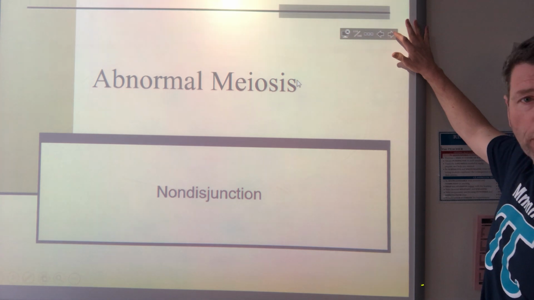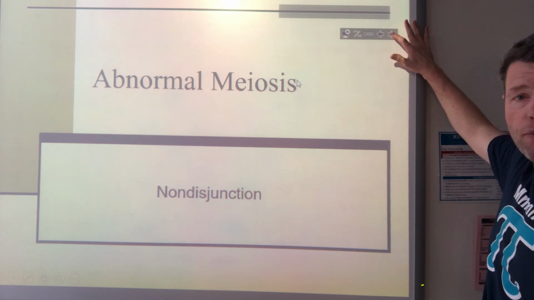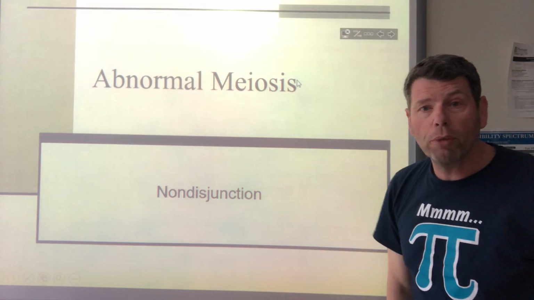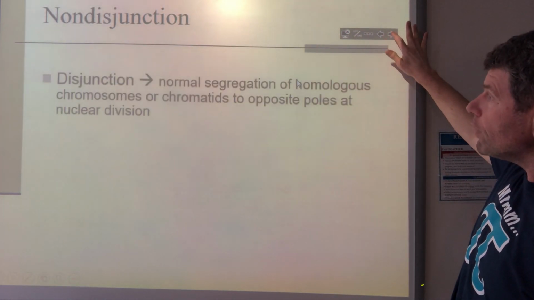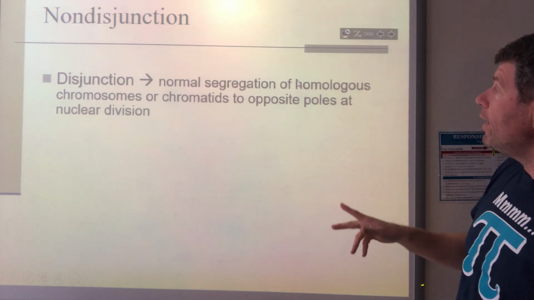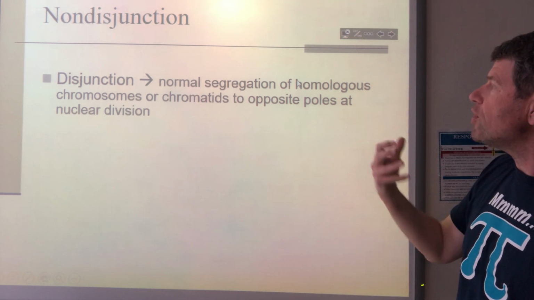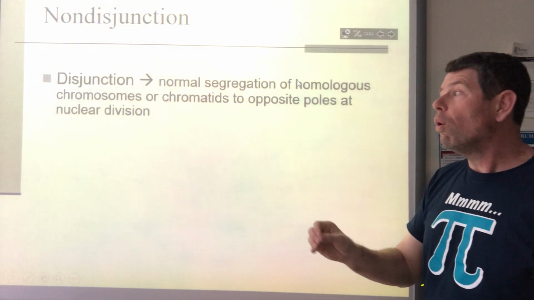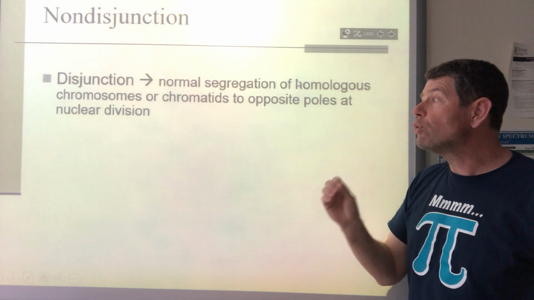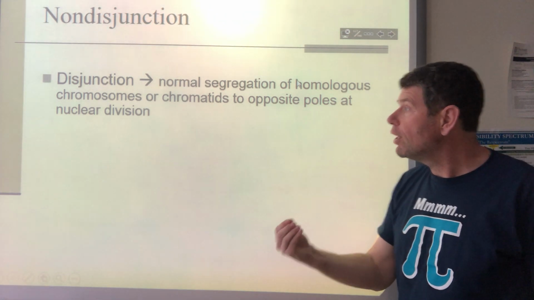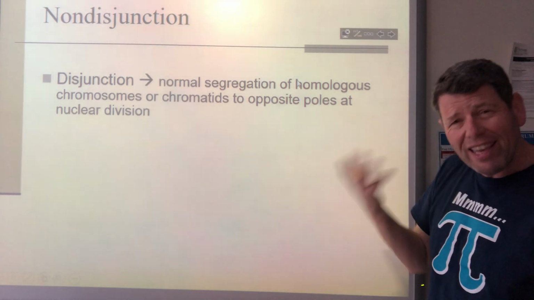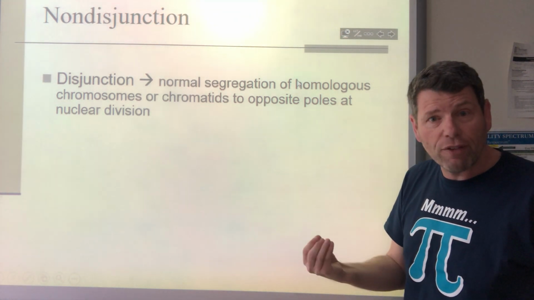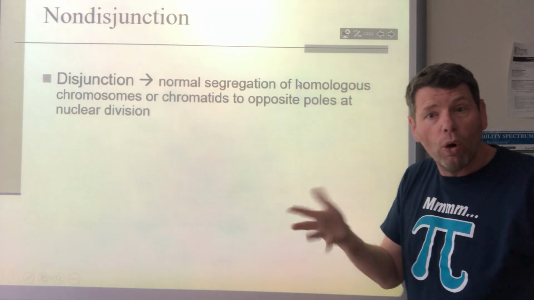Now, last thing to talk about, guys, is abnormal meiosis. What happens if meiosis goes wrong? Well, that's going to involve this vocabulary term called non-disjunction. What is non-disjunction? It's when we don't have a normal segregation or separation of the homologous chromosomes, which would be in meiosis 1, or the chromatids in meiosis 2. So if you remember what phase is most likely affected, that's going to be the anaphase of either anaphase 1 or anaphase 2.